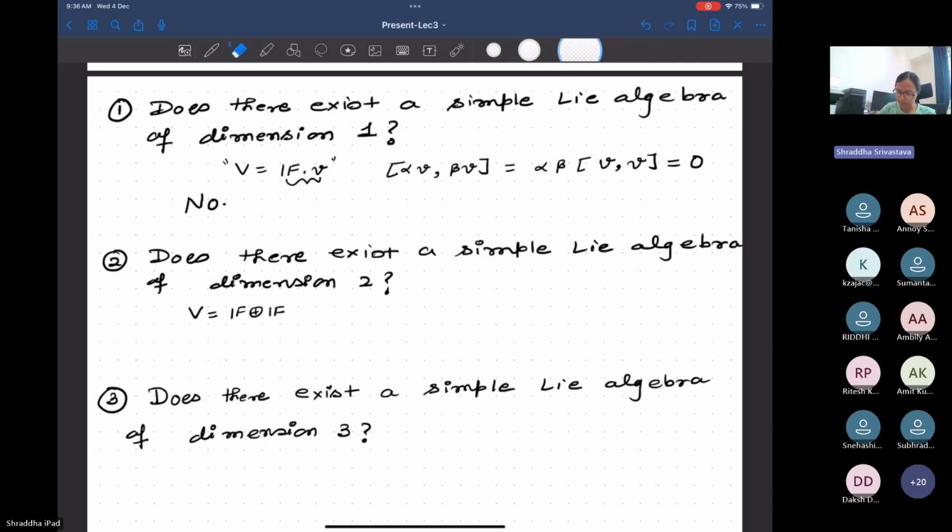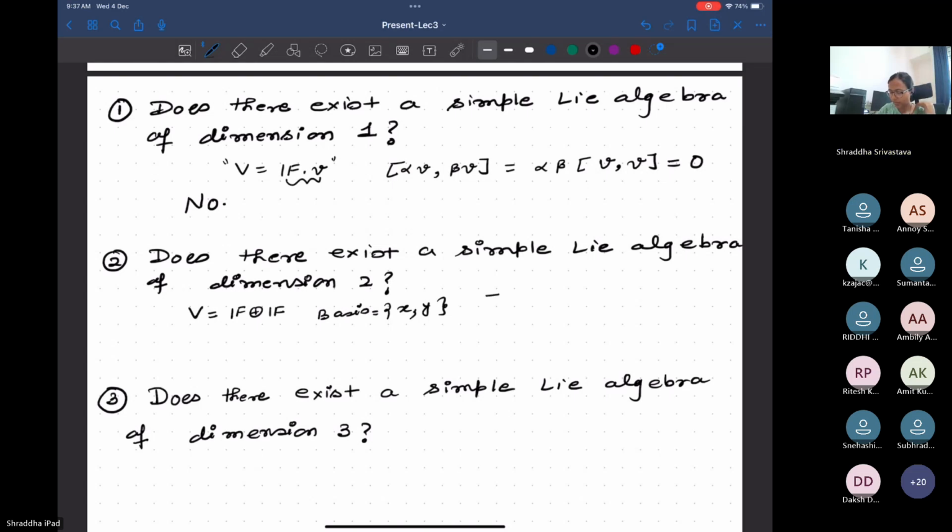It has a basis, right? So you can write, let's say, basis x and y. This is for this one. So now, what are the possibilities for the commutator?